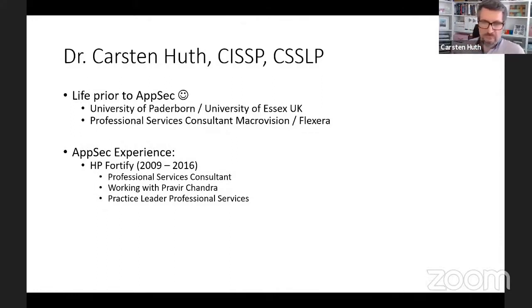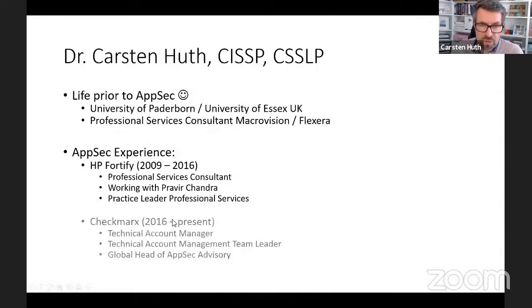At that time, I also came across Pravir Chandra, the original author of what was then called OpenSAMM. Then I progressed to practice leader in professional services. Now I'm more than 5 years at Checkmarx, another one of the major vendors in the application security space. I started as a technical account manager, then progressed to managing a team of technical account managers, and was then assigned a role that we call global head of AppSec advisory. I'm designing the strategy for AppSec programs at Checkmarx now.